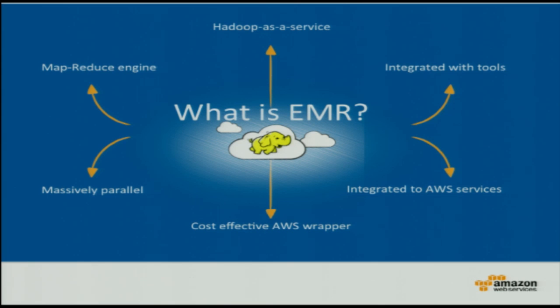But it's also a MapReduce engine which massively scales and is massively parallel, and also very cost-effective. It's an AWS wrapper on top of a cluster of Hadoop. And it integrates with a bunch of tools that we have, and I'll go through that very soon. But it integrates with almost everything we have: Redshift, EC2, DynamoDB, S3, and every other product that we have. But let me come back to Hadoop as a service.